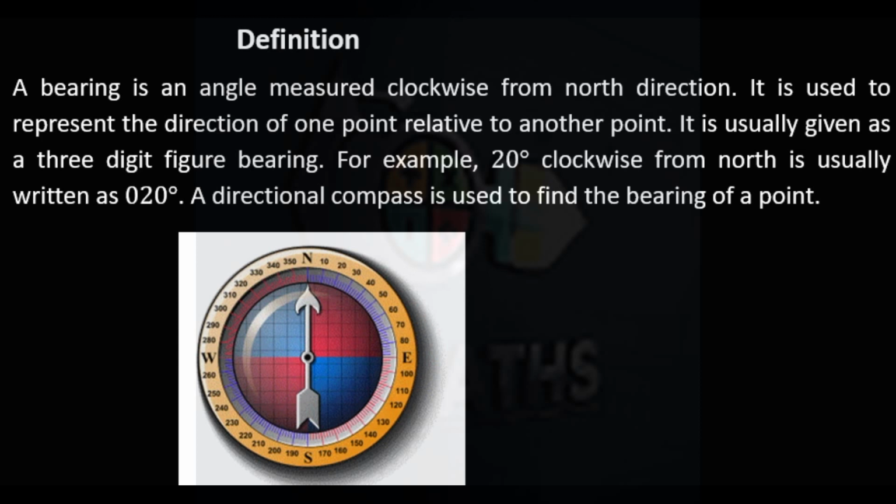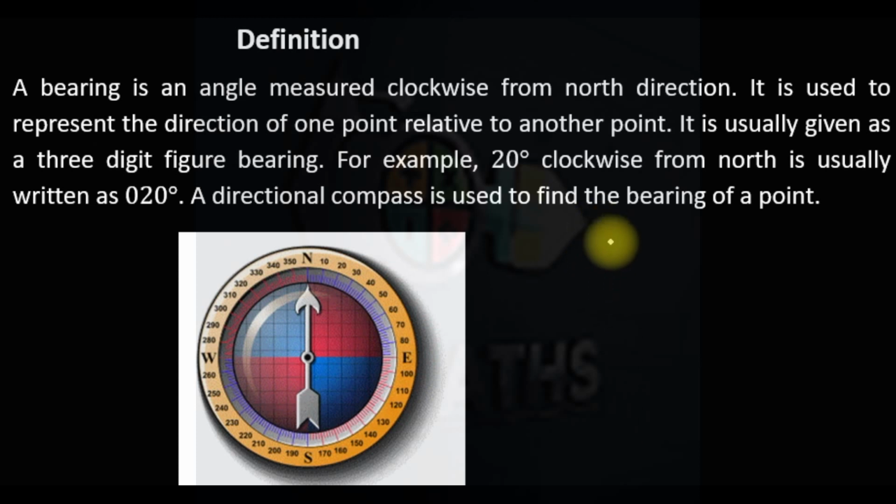So the definition, bearing. A bearing is an angle measured clockwise from north direction. It is used to represent the direction of one point relative to another point. It is usually given as a three-digit figure bearing. For example, 20 degrees clockwise from north is usually written as 020. Three-digit bearings always start from north.